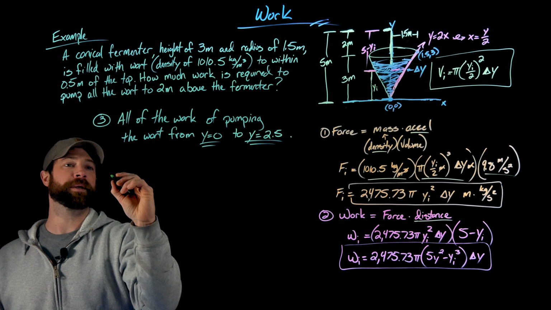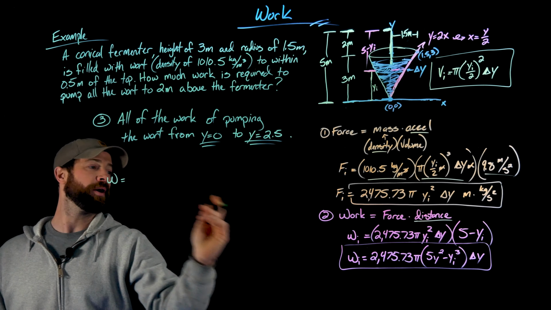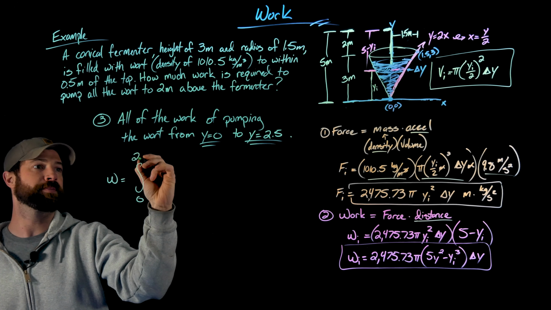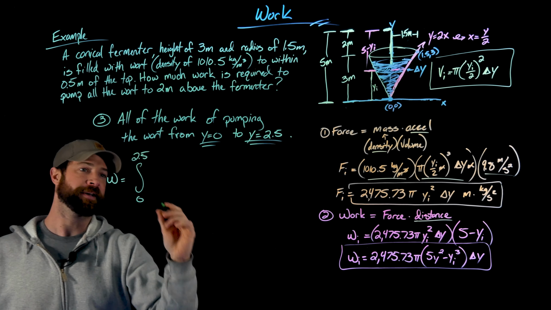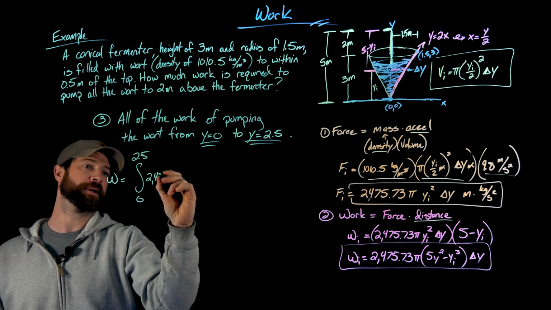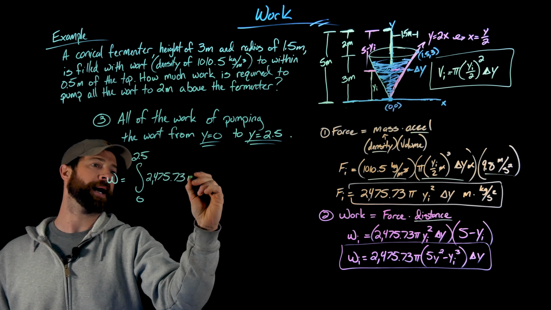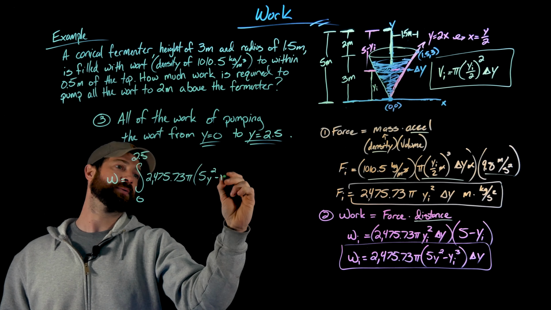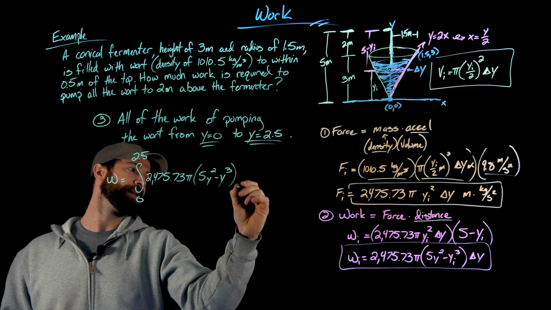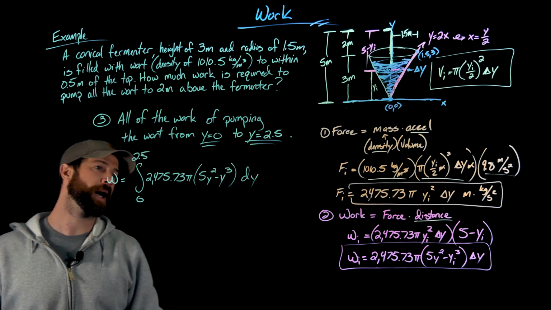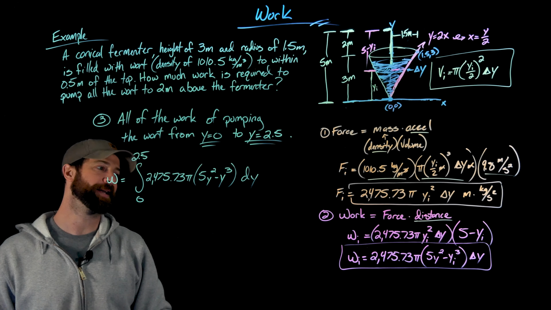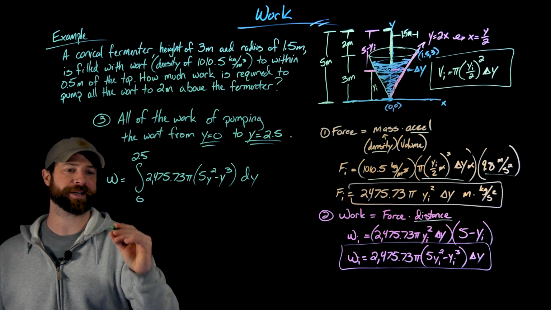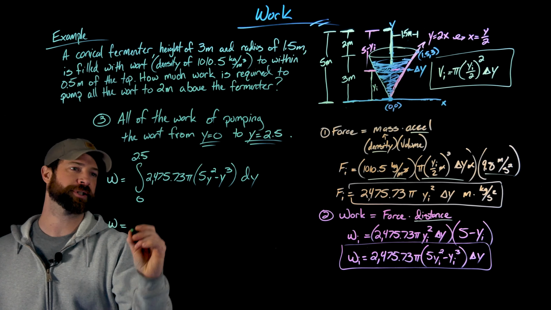So here we go. We're going to compute the work by integrating all of these little works over this interval. And so I have from 0 to 2.5. I have my definition here, so this is 2,475.73 pi times 5y squared minus y cubed. And then that delta y becomes a differential of y when I take the limit as n goes to infinity. And as with all of these work problems, the real hard part is actually getting to this step. Actually computing this integral is really straightforward, so we'll just do this quickly.